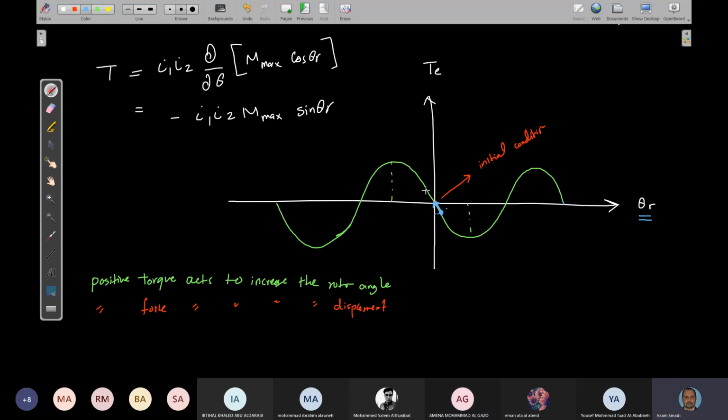For any reason, I'm here. Now, at this point, the torque is positive or negative? Positive. So the positive torque acts to increase the rotor angle. So I will return to the same point, at zero, correct? So simply this point is called the stable equilibrium point.